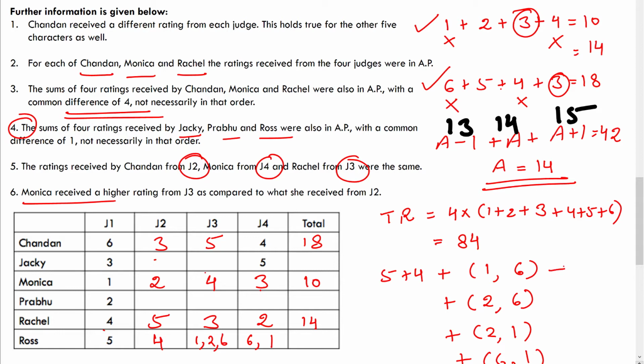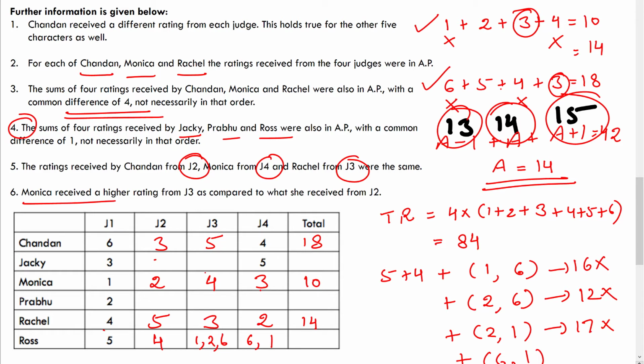Now summation of first comes out to be 16, which is not possible because summation should lie among 13, 14 and 15. Similarly, summation of this comes out to be 12, which is also not possible. Summation of this comes out to be 17, also not possible. And finally, summation of this comes out to be 16, which is also not possible. So these summations are not possible. That means I cannot take 4 here.